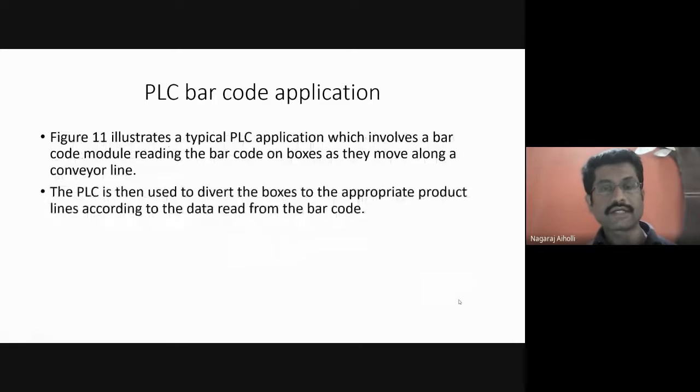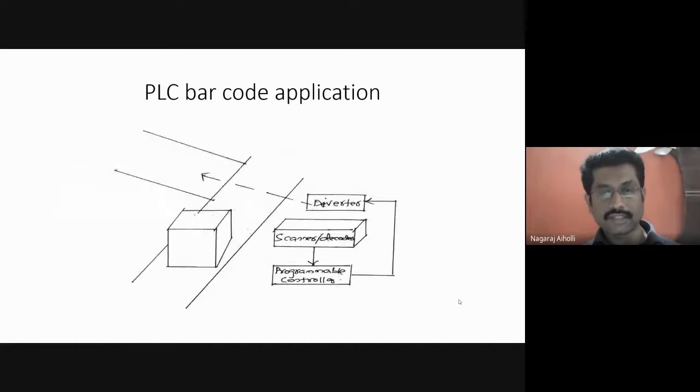The next figure illustrates a typical PLC application which involves a barcode module. This is the block diagram of a PLC barcode application. This is the barcode scanner or the decoder, right? This is the programmable controller, the PLC. Based on the barcode, if the object is present here, it will sense it, and the output of the barcode scanner is applied to the PLC. Then the PLC will energize this diverter. If the object is not the required one, then the PLC will not energize the diverter.